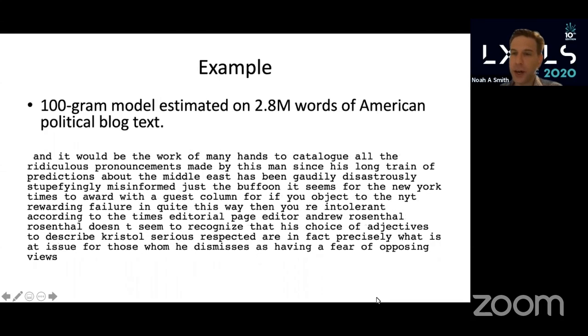When we go to 100 grams, which is effectively memorizing the data, we essentially are just resampling sentences from the training data. I think this is an exact quote from some of the training data.